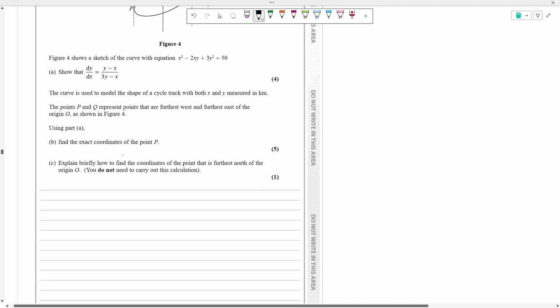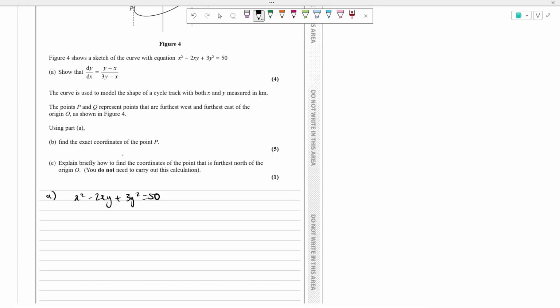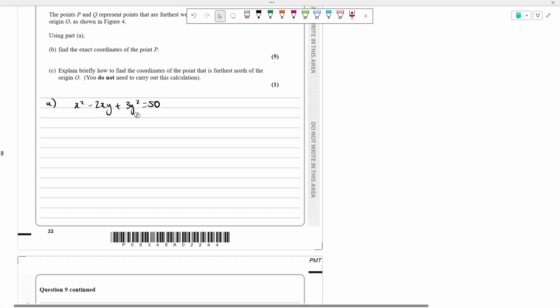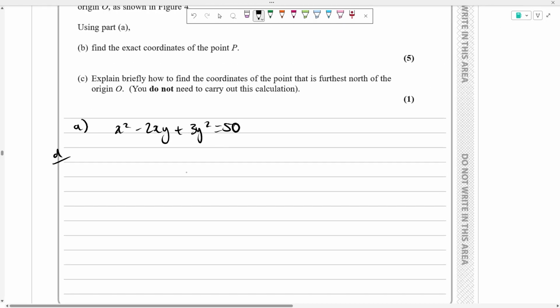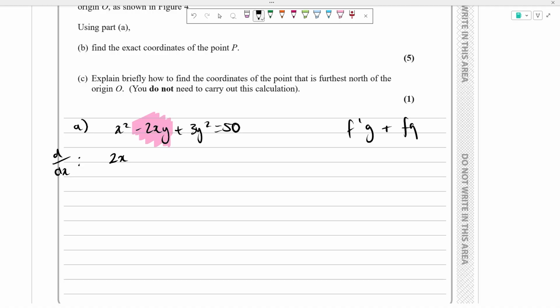Okay, I'm going to rewrite the equation below here just so it's easier to access. Now when we're doing d by dx, we would get the following. x squared just differentiates to 2x. Now this part here is actually a product rule, so I'm going to use my formula here, f prime g plus fg prime.